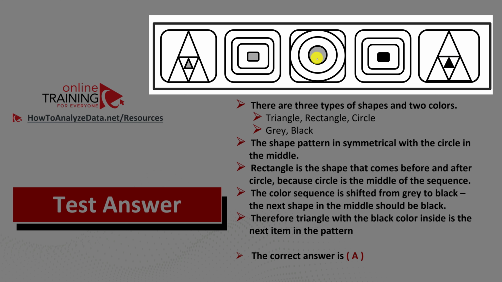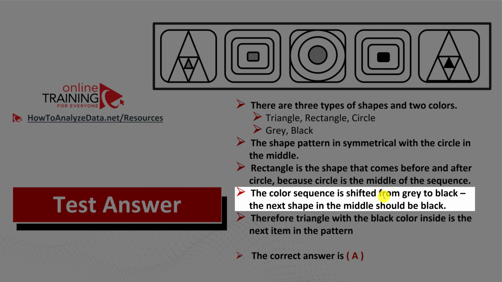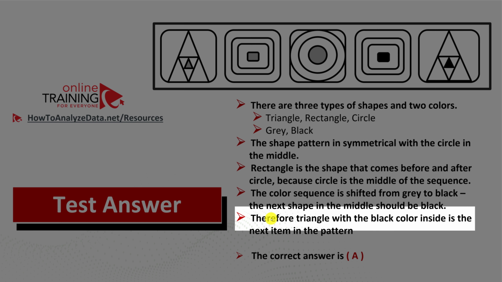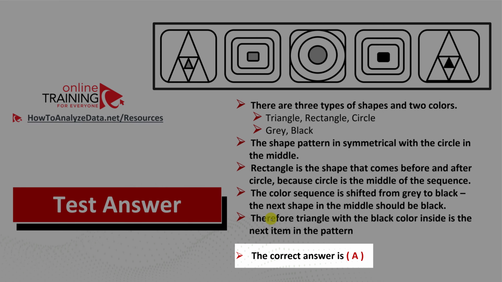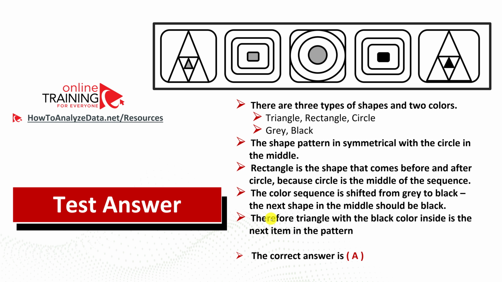We see that there is a switch. All shapes before the circle, and including the circle, are of the gray color. And then the switch happens, and we switch to the black color. So the color sequence is shifted from gray to black, and the next shape in the middle should be black. This is why the triangle with the black color inside is the next item in the pattern. So the correct choice here is choice A. Hopefully you've answered this question correctly and now know how to answer similar problems on the test.